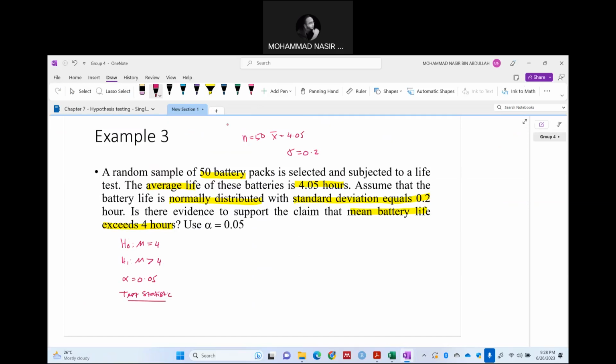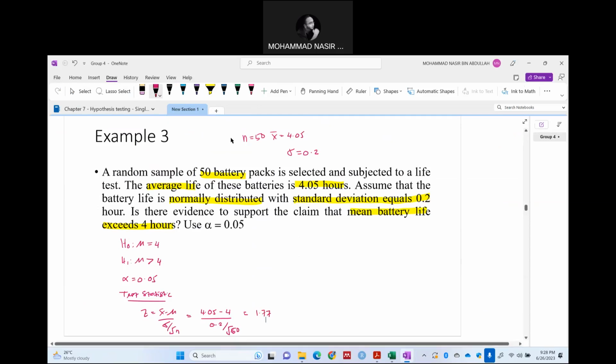Since the population variance is known, we use the Z distribution: x bar minus mu divided by sigma over square root of n. So this one should be 4.05 minus 4 divided by 0.2 over square root of 50. So this one should be 1.77.